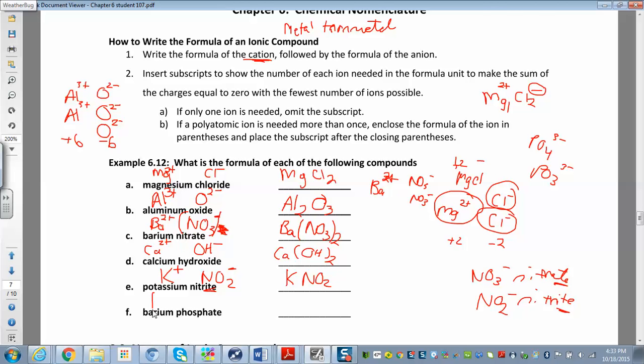Barium phosphate, so barium 2+. Phosphate, that's one of our polyatomics. 3-, so we'll crisscross and we get Ba and then PO4. Now, how many bariums do I want? 3, and I want 2 phosphates. So barium, each one is +2, so that gives me a +6 charge on that side. Phosphate is -3 times 2 gives me a -6 charge, so that makes that neutral. So that's always going to work.